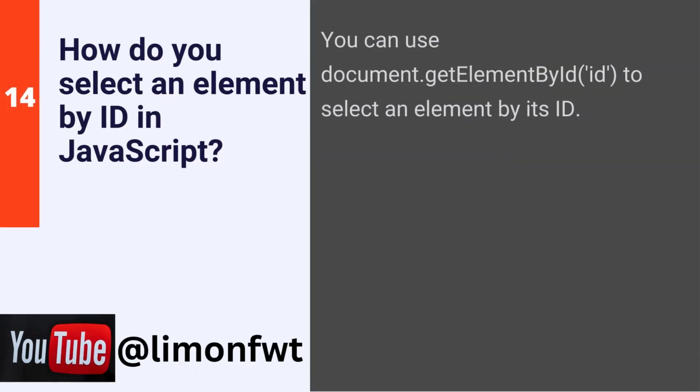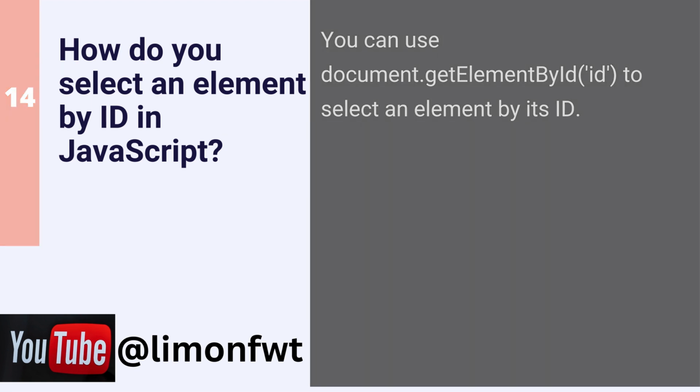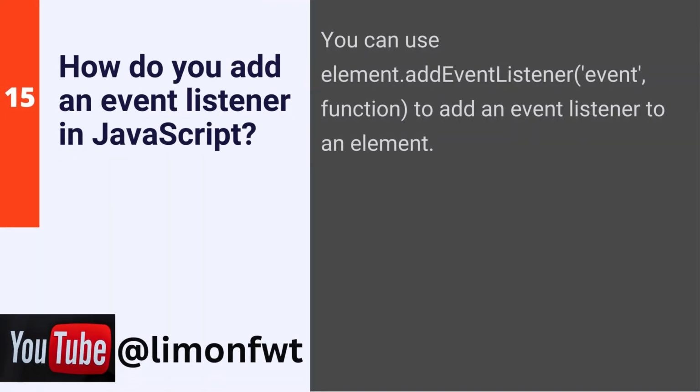How do you select an element by ID in JavaScript? You can use document.getElementById to select an element by its ID. How do you add an event listener in JavaScript? You can use element.addEventListener with the event and function to add an event listener to an element.